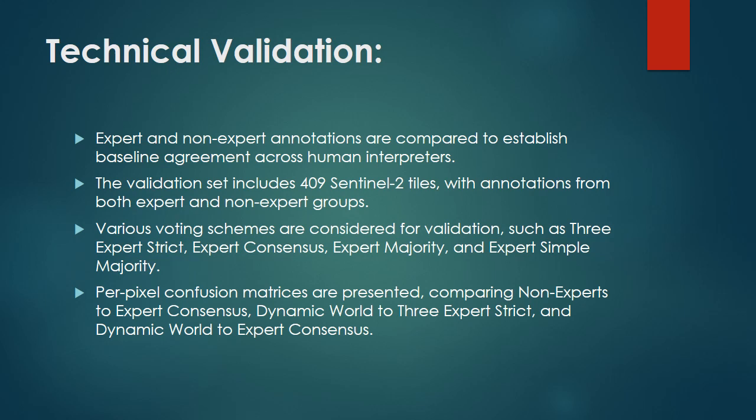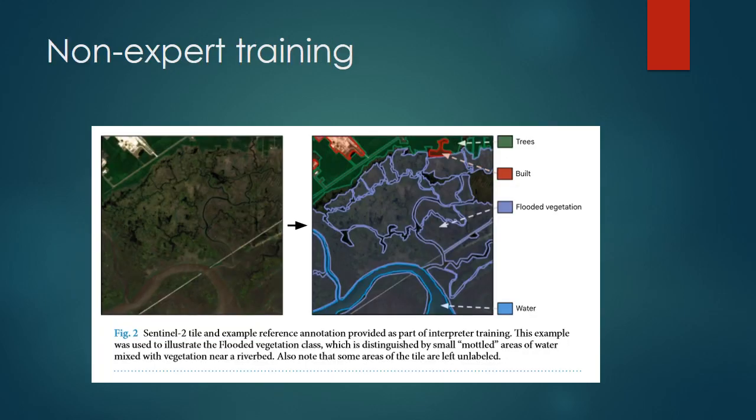Basically, this all talks about how the experts had to now train the experts. Now moving on, this is how the non-experts have been taken through the trial that they have. As you can see, there are mottled areas of water. This represents flooded vegetation because you can see there's some darkness there. It means something like a swamp or a mangrove vegetation.